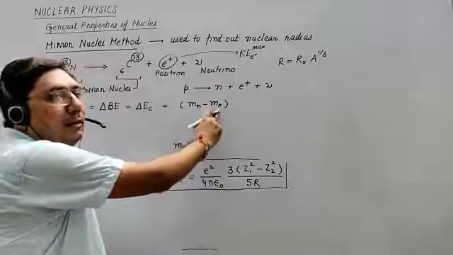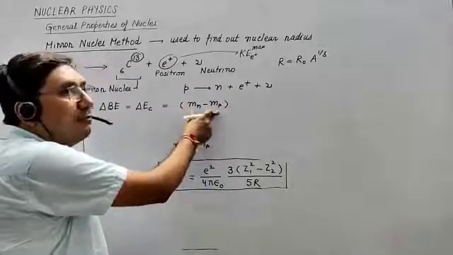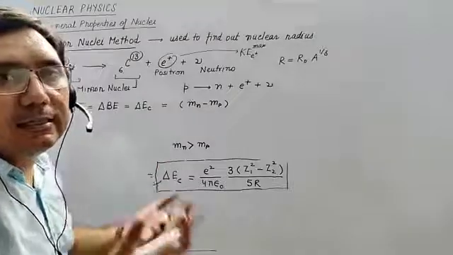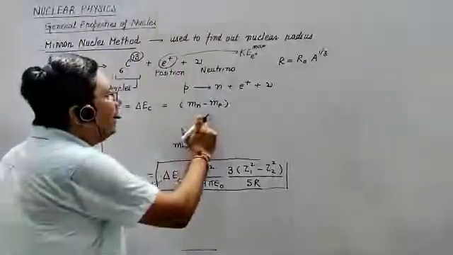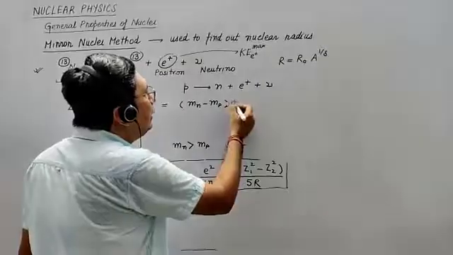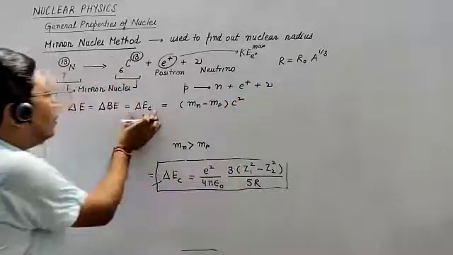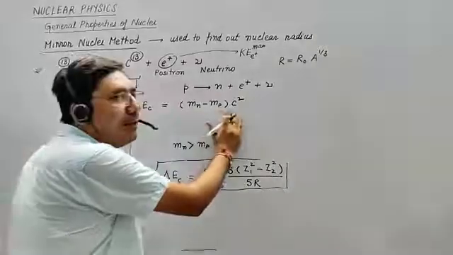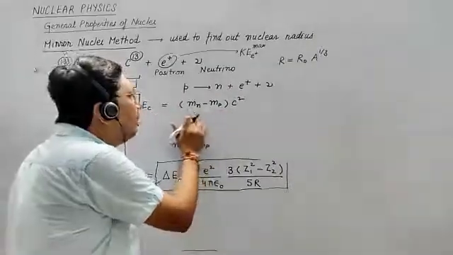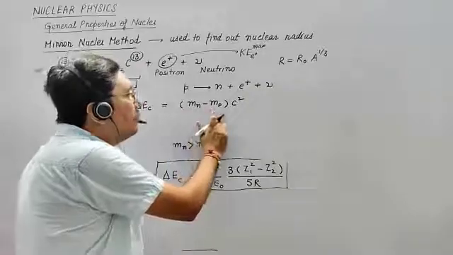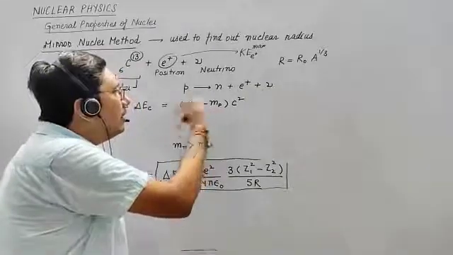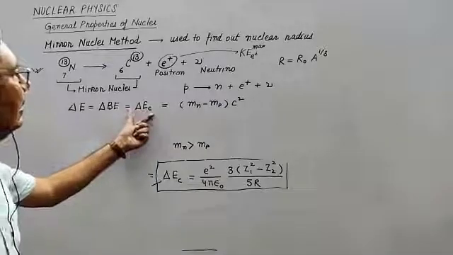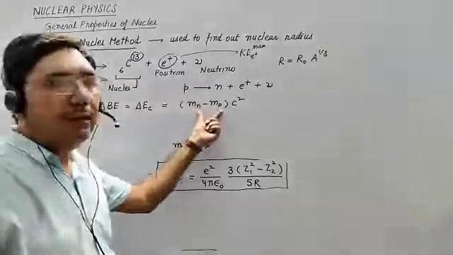This created mass will be equivalent to some energy. How much energy? This will be (Mn minus Mp) c square. So a part of this released energy will be utilized to create mass equal to the difference between the mass of neutron and the mass of the proton, and we have converted this increased mass into energy.